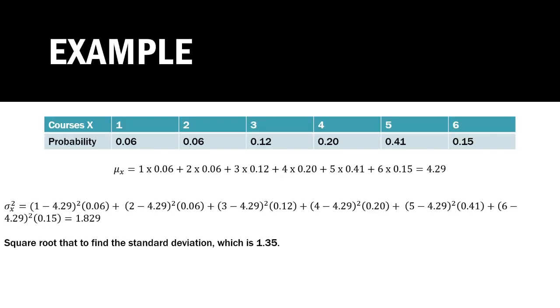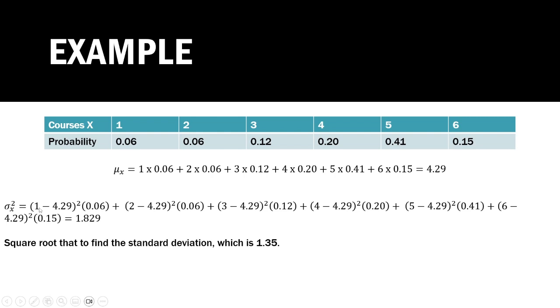So the likelihood of you only taking one course is 6%. The likelihood of you only taking two courses is also 6%. The likelihood of you taking three courses is 12%. The likelihood of you taking four courses, 20%, five courses, 41%, and six courses, 15%. So what we do here is we multiply each number by the likelihood of that number occurring, and you see we get the average is 4.29 classes every semester, or in this fall semester.